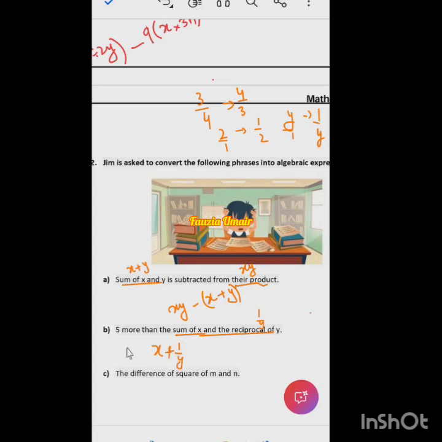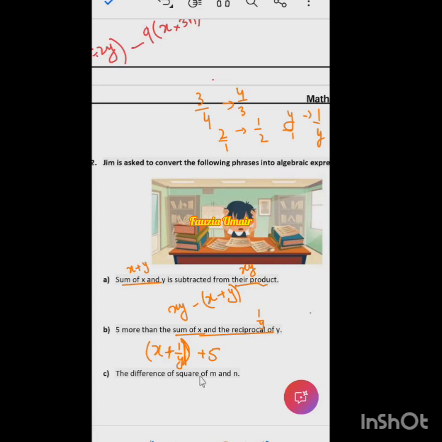5 more than. So what does that mean? 5 more. नहीं नहीं, 5 more. What is 5 more than 20? 25. So what is the operation? Plus. So plus 5, right? तो आप देखें दोबारा. 5 more than the sum of x and the reciprocal of y, right?